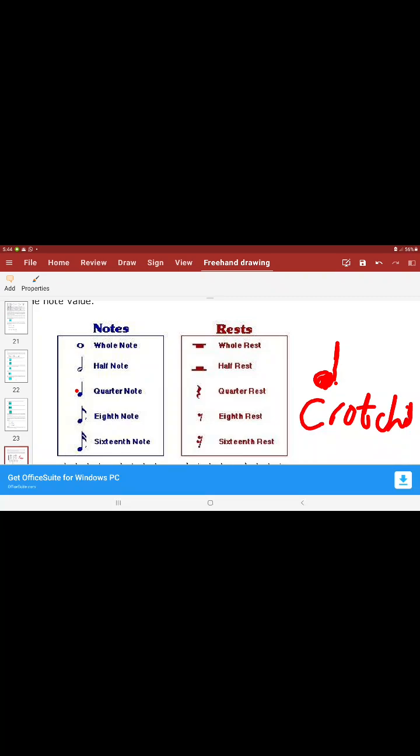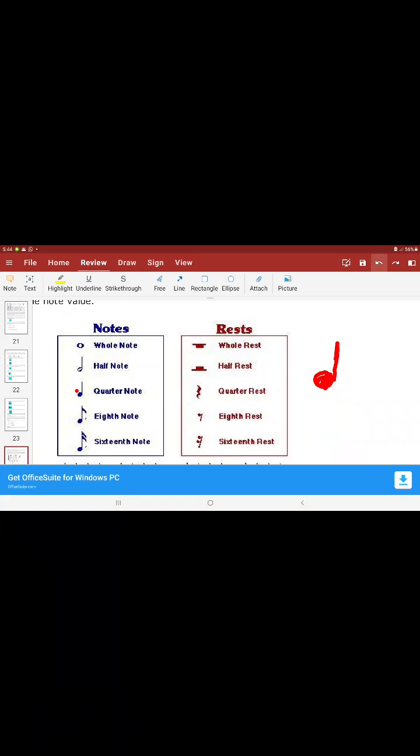C-R-O-T-C-H-E-T, a crotchet. And the rest of a crotchet, how is the rest represented? The rest of a crotchet is represented this way. This is it. That's the rest of a crotchet. So that's how you represent the rest of a crotchet when singing. I hope you got that.